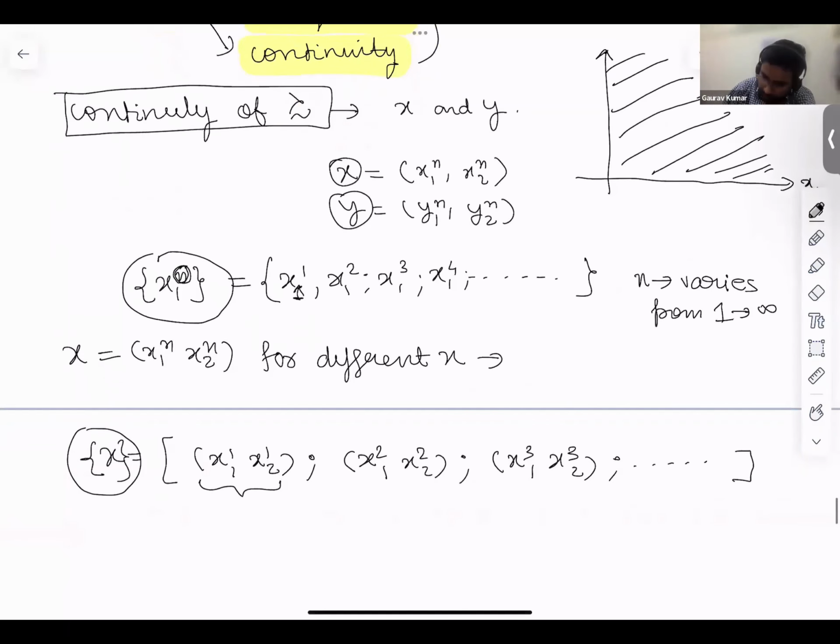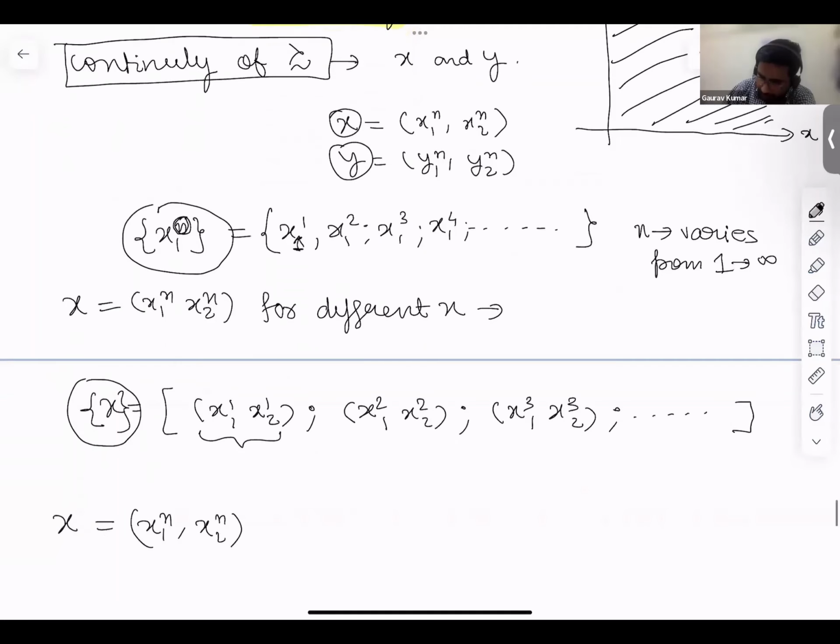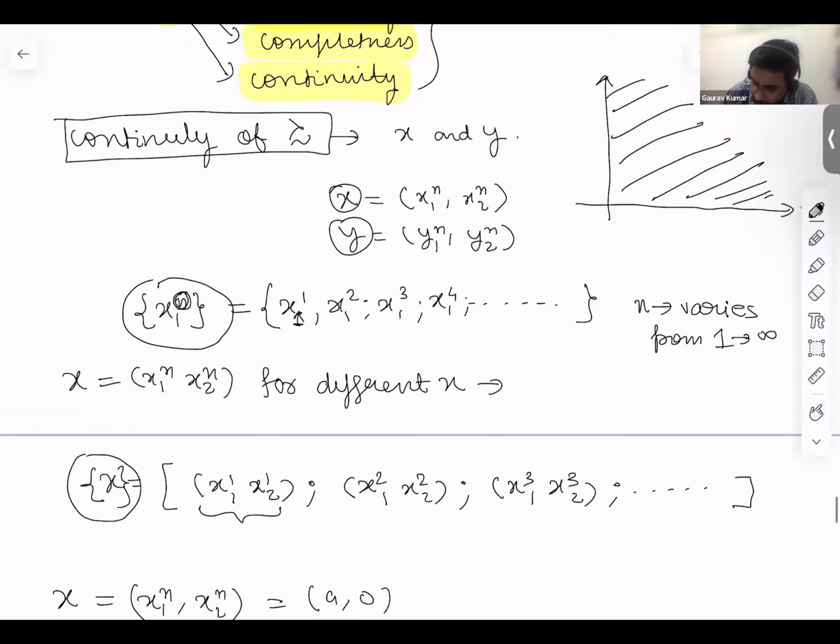So suppose I take two sequences X, where (x1n, x2n), and then there is Y, where it's (y1n, y2n), and I'm assuming some value. Suppose (x1n, x2n) is such that it's a constant sequence. Sir has a comment: yes, there should be a comma between these two.